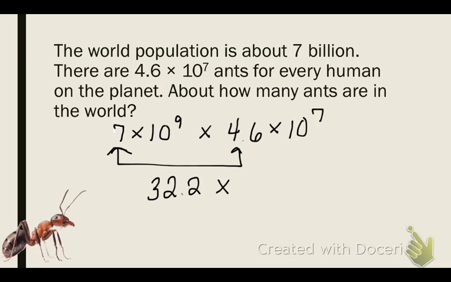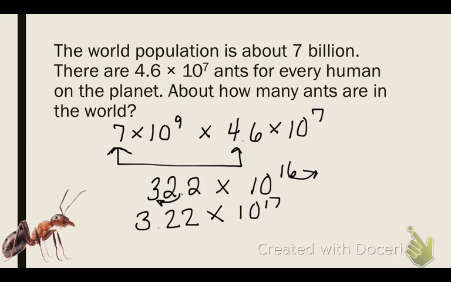So now I'm going to multiply 10 to the 9th times 10 to the 7th, which is keep my base and add my exponents. I'm almost there. I just need to shift my decimal point, which means I'm dividing by 10. And I shift my exponent 1 to the right to make it 10 to the 17th power.